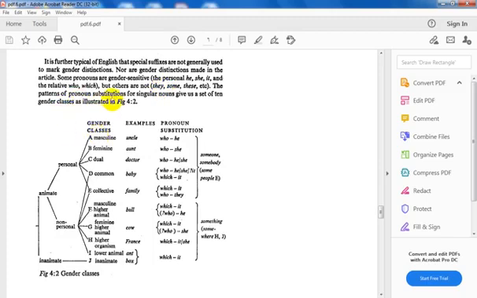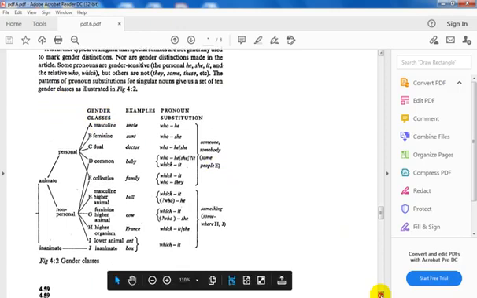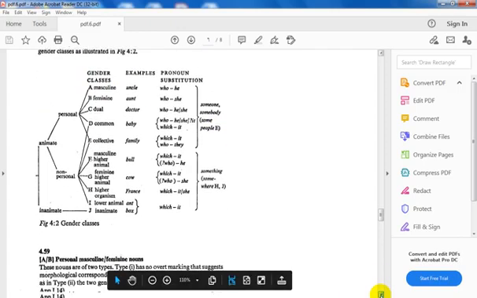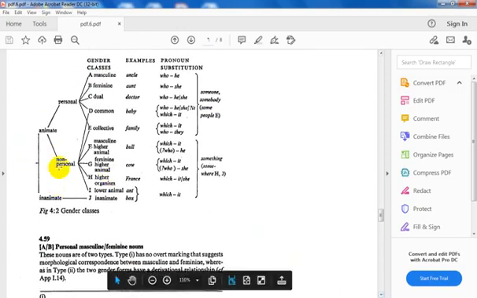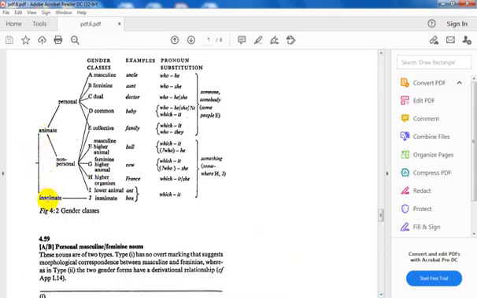The patterns of pronoun substitution for singular nouns give us a set of 10 gender classes. Look at these gender classes. They are very practical and useful. Generally speaking, gender can be animates and inanimates, rational and irrational, or living and non-living. Animates can be personal, referring to persons, and non-personal, referring to non-persons, to non-humans.